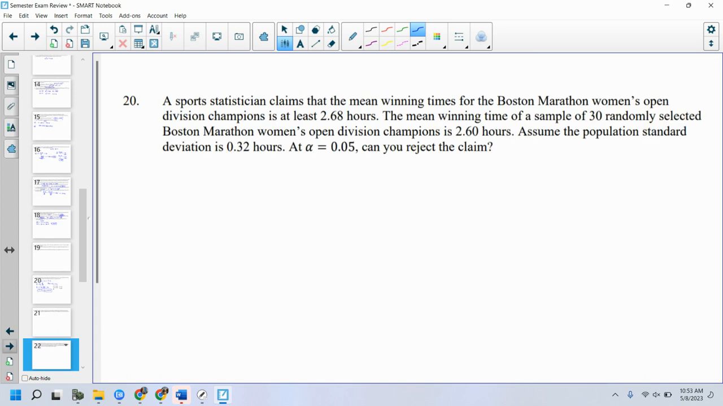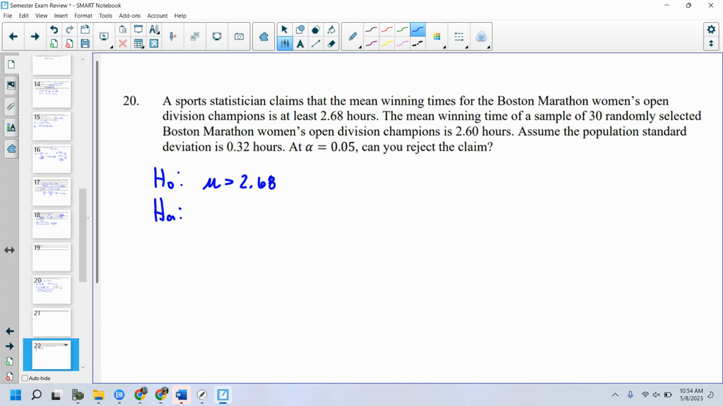A sports statistician claims that the mean winning time for the Boston Marathon Women's Open Division Championship. Okay, here's different. This is a hypothesis test. This will be the last one we'll do here. What's my null and alternative hypothesis? What's his claim? Claims that the mean winning time is at least 2.68. So mean is greater than 2.68.